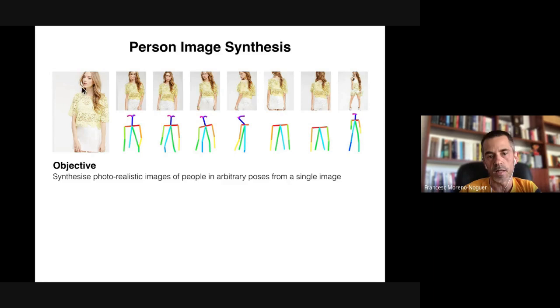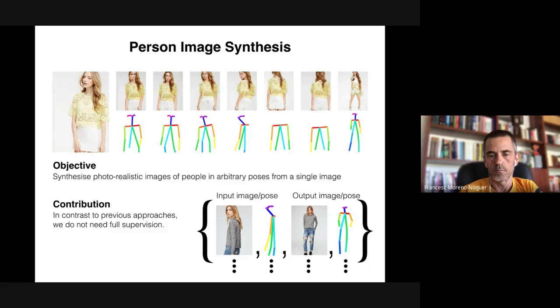So the main contribution of this work is that, in contrast to previous approaches, we didn't want to use full supervision. What do I mean by this? Previous work leveraged a large dataset of images of the same person from different viewpoints. So they had, for instance, this girl wearing this outfit, with images from the side, from the front, from the back, etc. We didn't want to use this. Of course, this helps a lot: you can get much more data from the internet if you don't use this kind of constraint. But at the same time, it makes the problem much more complicated.